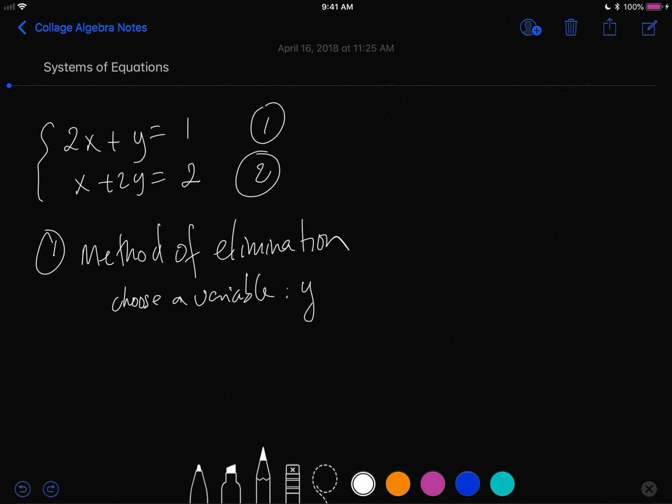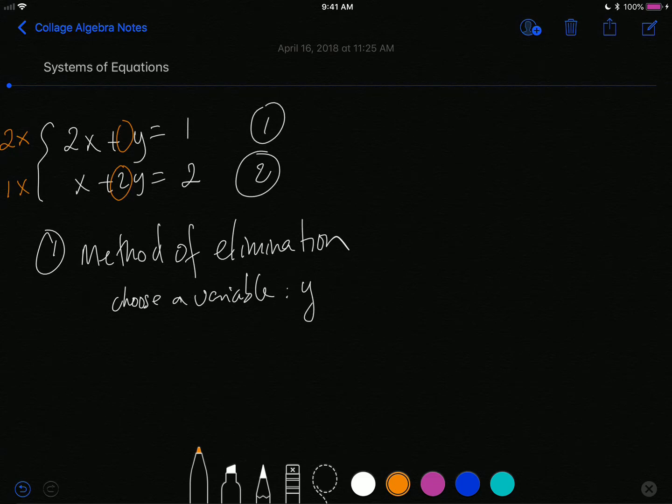What I need is to get those two y variables to cancel out. And so what that means is that I need them to have the same coefficient but opposite sign. And so what I do is I take the number in front of the first y variable and I multiply the first equation by that number. So I multiply this equation by 2. Then I take the other number in front of the other y variable and I multiply by that number. In this case right here, that's a 1.